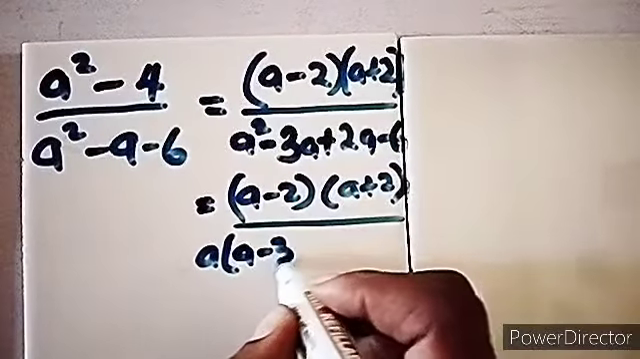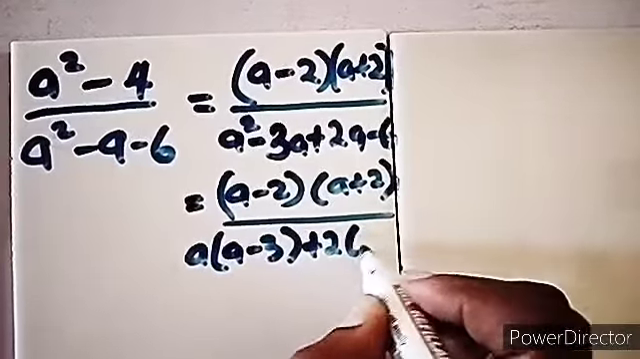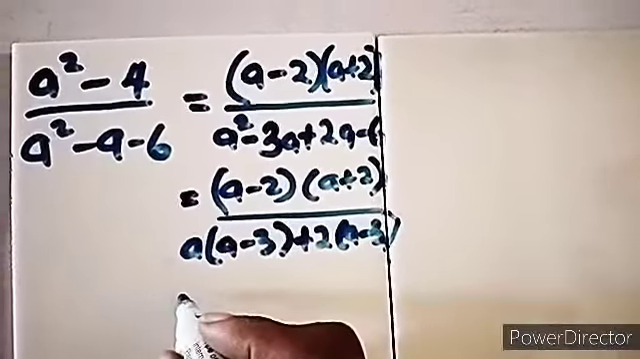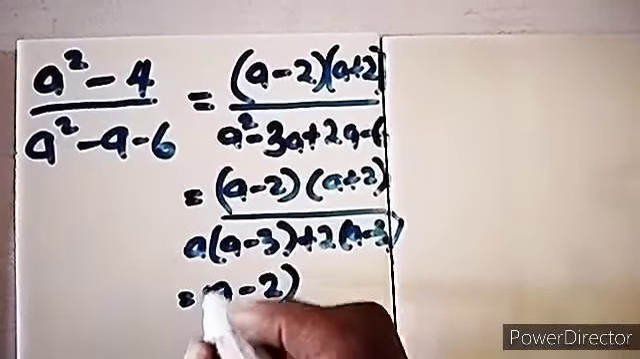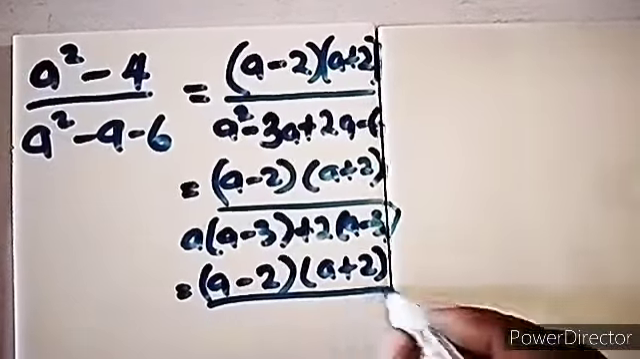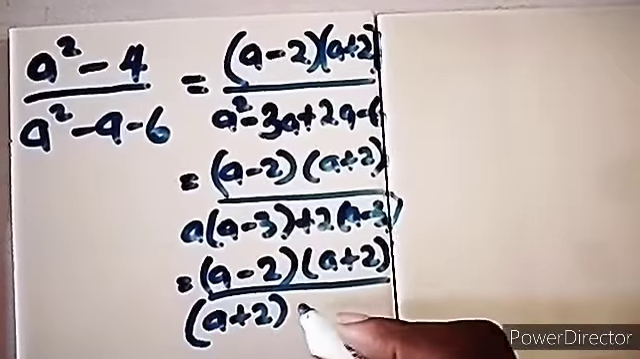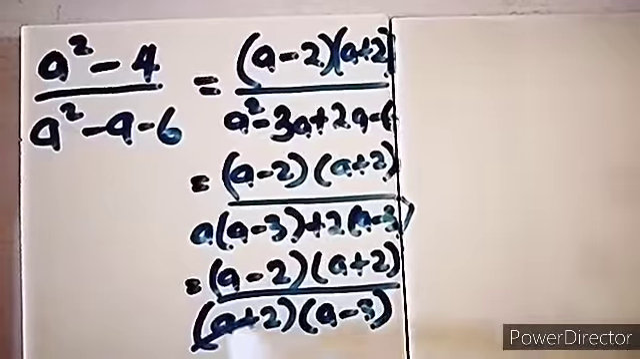If you divide a squared by a, you have a. If you divide 3a by a, you have 3. And the same for the other side, we bring out 2, giving us a minus 3. So if we write the numerator again, a minus 2, bracket a plus 2, then we'll draw our line, then the denominator will give us a plus 2 bracket and a minus 3.